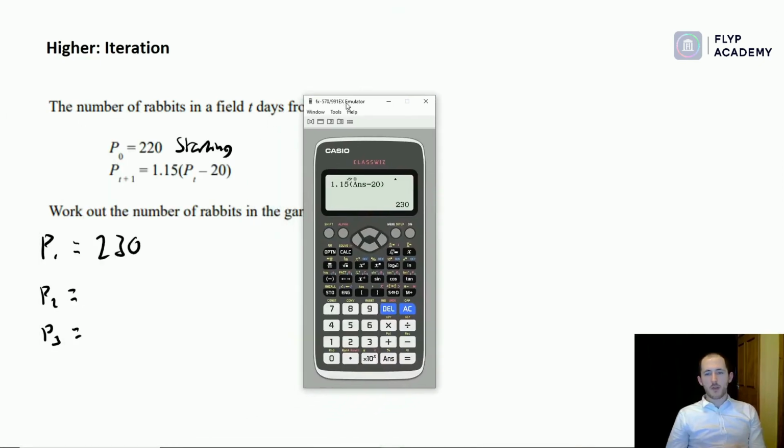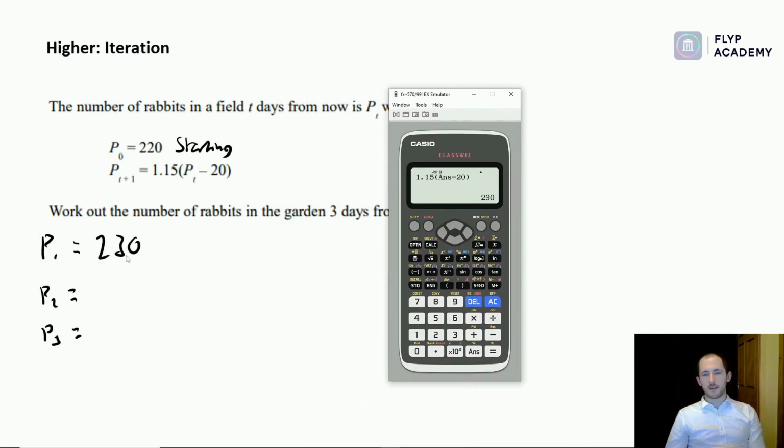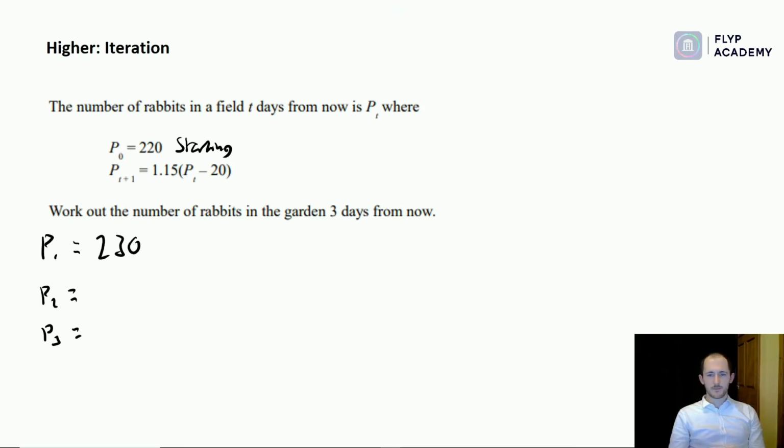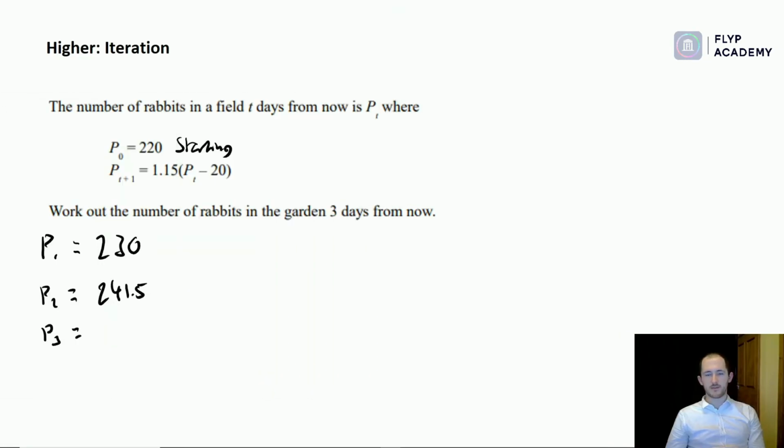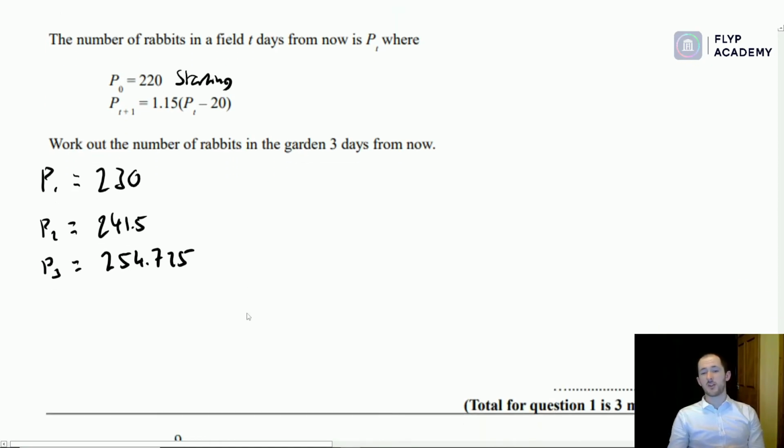Now what other people have to do is now rewrite the whole thing but with 230. But since we're geniuses, press equals again, we get the next value, 241.5. Okay. And we can just keep pressing equals and get our value. And that tells me 254.725, right? Now, I don't know much about rabbits, but you can't have 0.725 of a rabbit, I'm pretty sure. So we're just going to round that up to 255 rabbits, right? And that will be our answer.